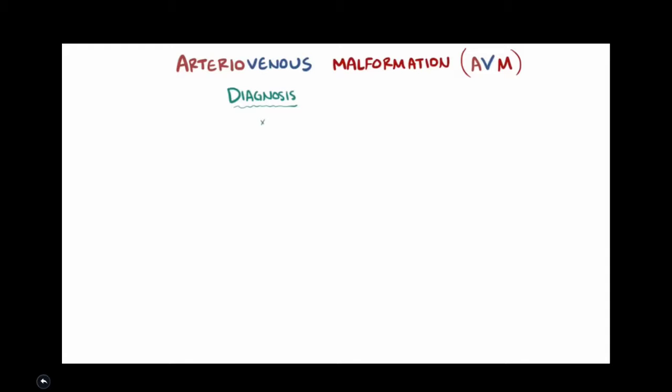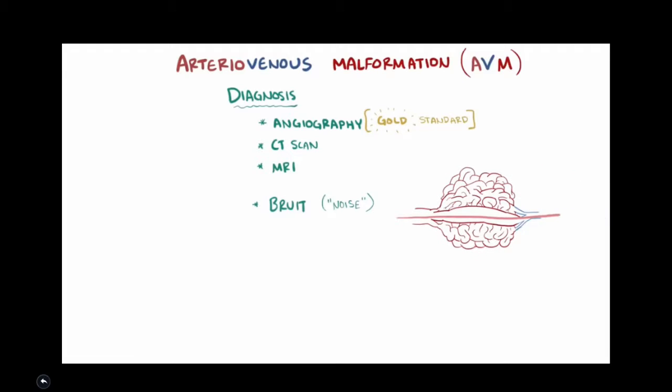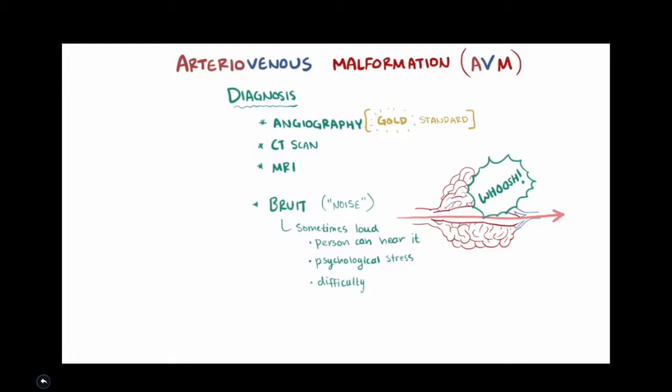Diagnosis might involve several imaging techniques, one of which is angiography, which is actually the gold standard, but others are CT scans and MRI. Aside from imaging, a distinctive clinical sign of an AVM is a bruit, which is French for noise. When blood flows rapidly through the AVM, it causes a whooshing noise. Sometimes this noise can get so loud, especially if the AVM is in the brain, that the person can hear it themselves, which can cause serious psychological stress, not to mention making it hard to sleep or hear other things.